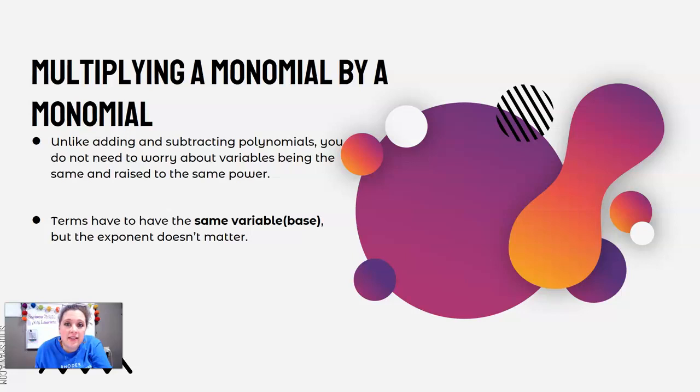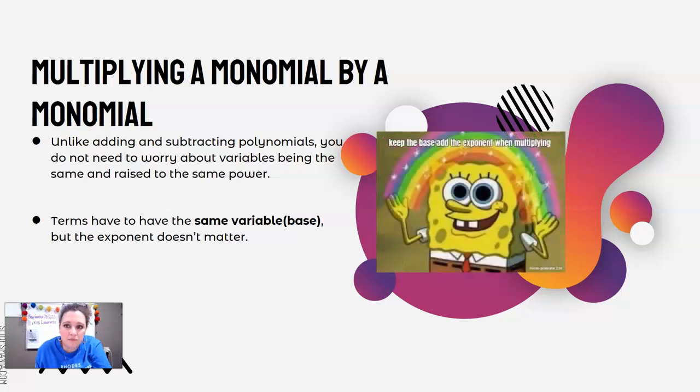They should have the same variable, like a and a or b and b, but they don't have to be raised to the same power. So when we look at some of the examples, you will see what I mean. They'll have the same variable, but they're not going to need to have the same power.